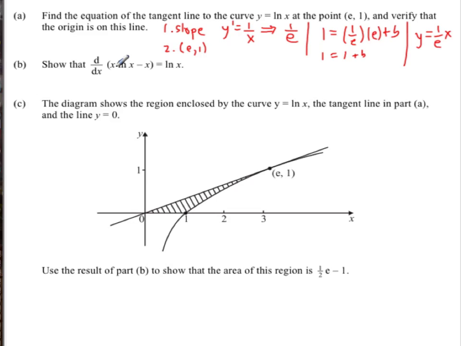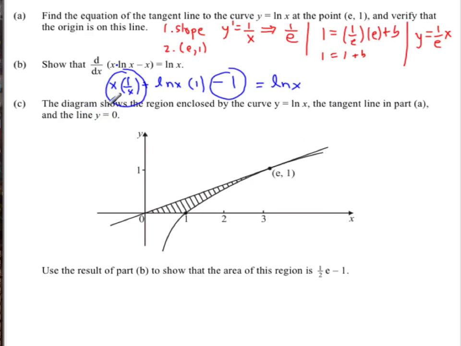Okay, so now the hardest thing to remember here is that this is a product rule. So first, derivative of the second, plus the second, derivative of the first, minus the derivative of x, which is 1. So that's 1 minus 1, and we're left with ln x.